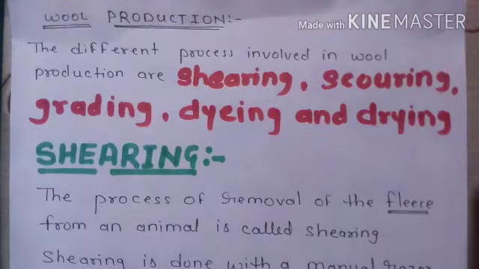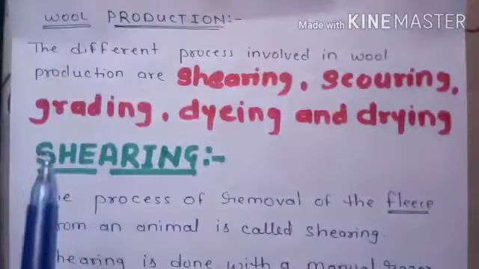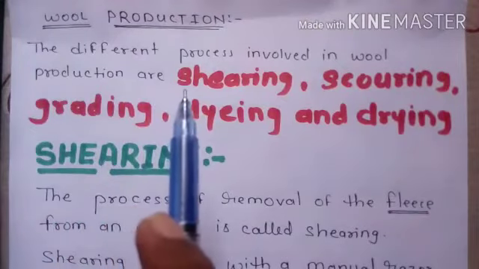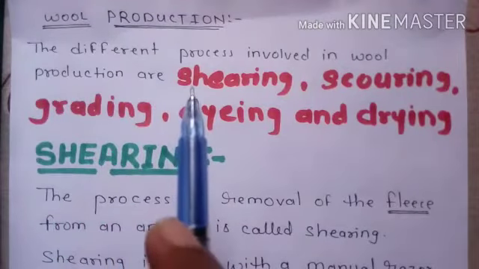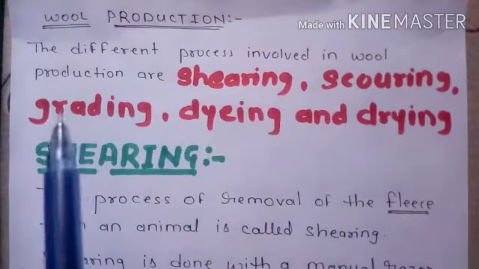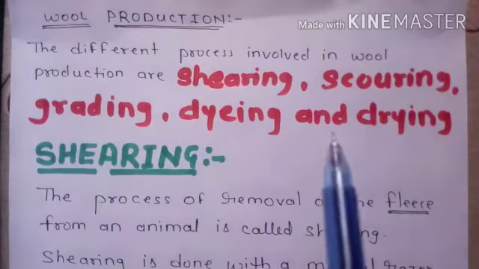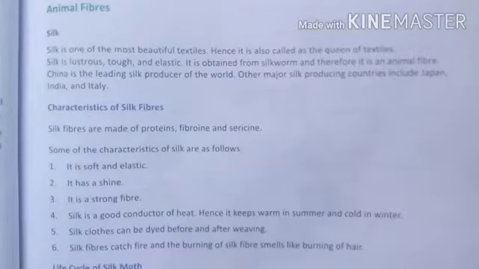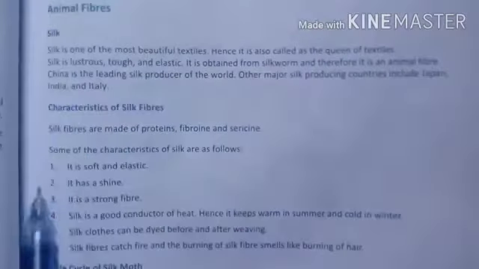As you know, we are discussing chapter number 3, that is Fiber to Fabric. In the last video we discussed wool production and the different processes by which wool is obtained from the sheep, that is shearing, scouring, grading, dyeing and drying. Now we are moving to the next animal fiber, that is called silk.